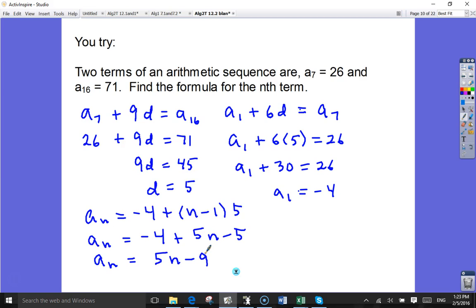Now let's say you get to this point and you found D is 5. You might have just said, okay, if A7 is 26, let me just subtract 5 6 times. Okay, that works too.